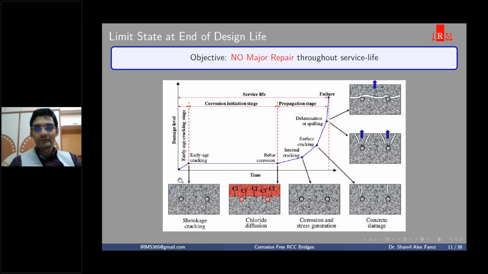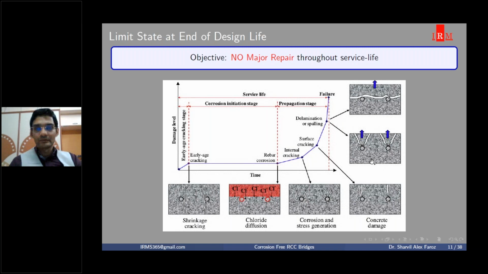Initially, you know that chlorides start penetrating through the concrete. This is the initial stage, known as the corrosion initiation stage, during which the chlorides from outside the concrete start penetrating and try to reach the reinforcement level. Once they reach the reinforcement, corrosion will start, rust will start to form, and then cracking of the concrete will take place. This is known as the propagation stage.